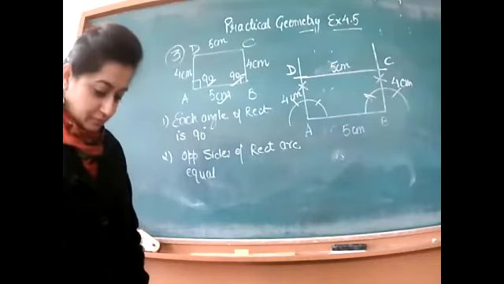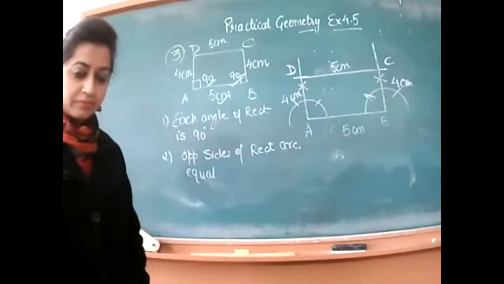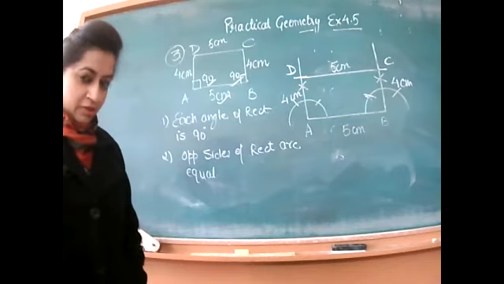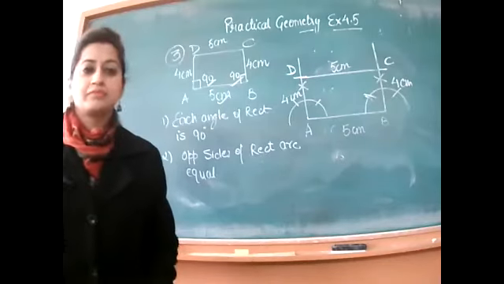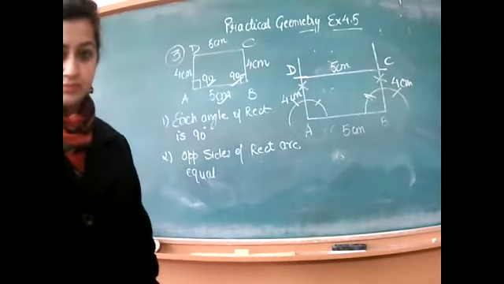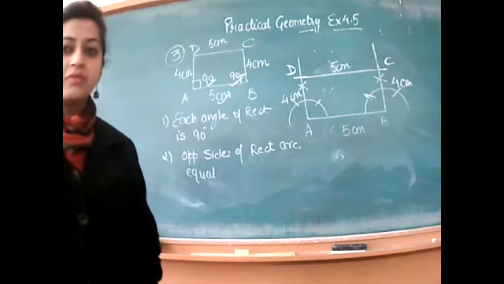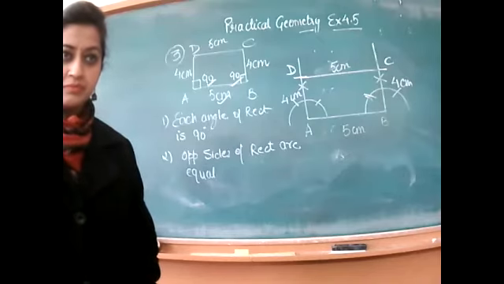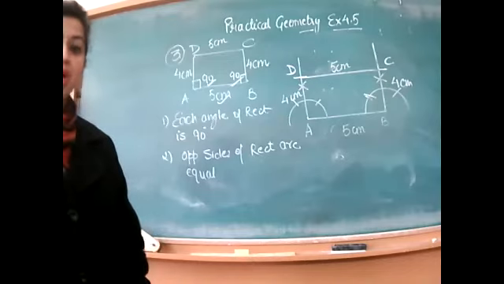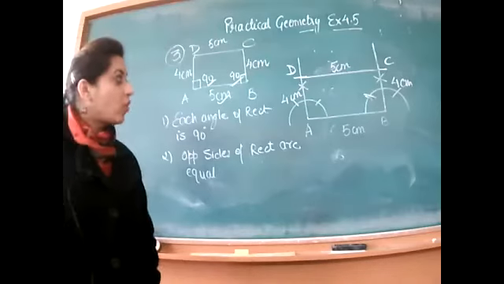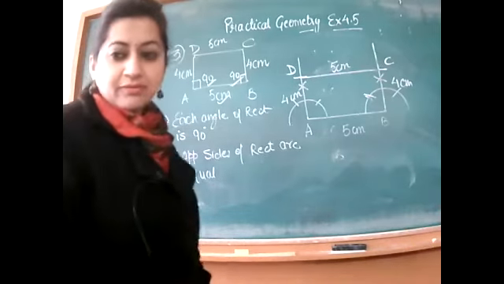Ma'am, firstly we have to draw a line segment AB. Then we have to make an arc and make the 90 degrees from both the points A and B. Then we have to set our compass at 4 centimeters and draw an arc at 4 centimeters from both sides, and then join D and C. That is our required rectangle ABCD. Okay? Yes, ma'am. Okay.